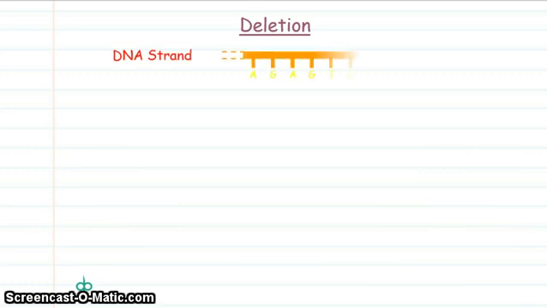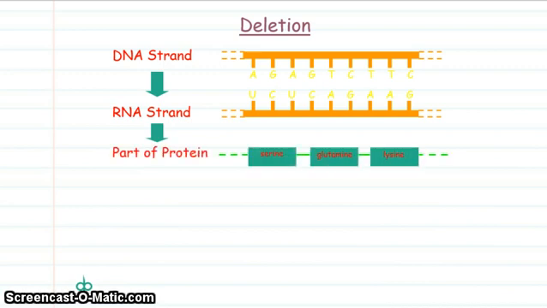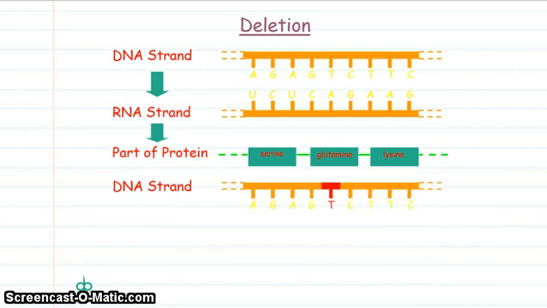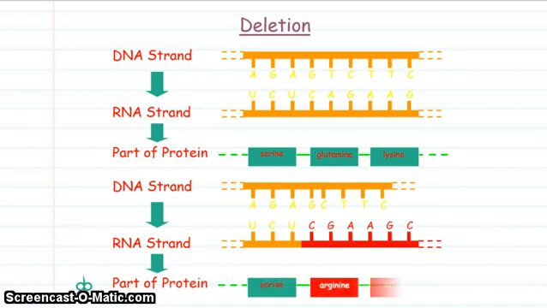For deletion, same principle. There's the original DNA strand and RNA strand again, and the original sequence of amino acids in the protein. However, in this instance we now have a DNA strand, at which point the thymine will be deleted like so, and when the ends of the DNA strand rejoin, all the codons are shifted and all the amino acids thereafter are changed as well. Okay, so insertion and deletion are known as frame shift mutations.